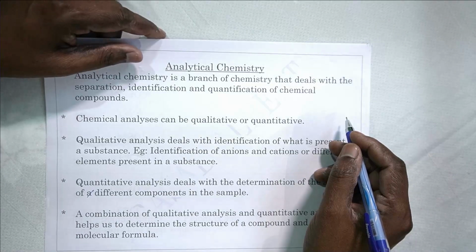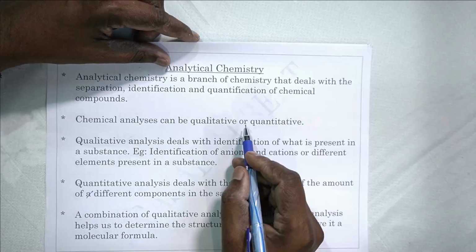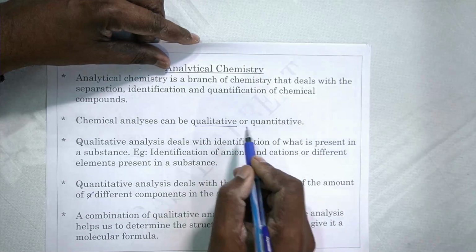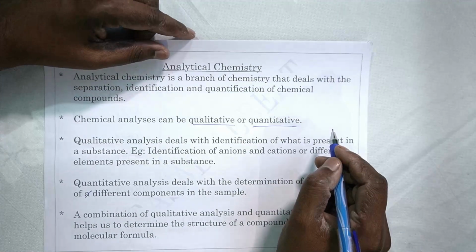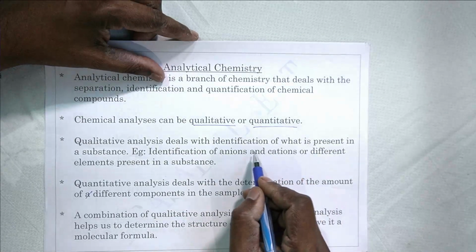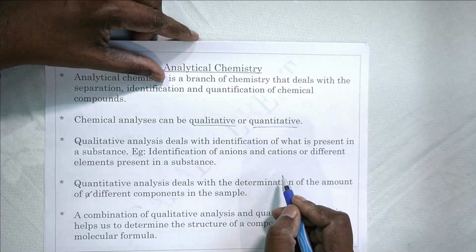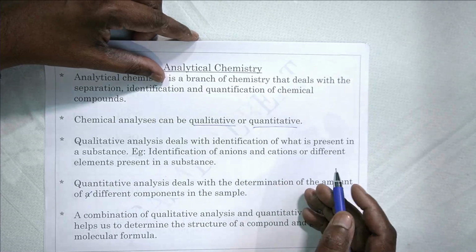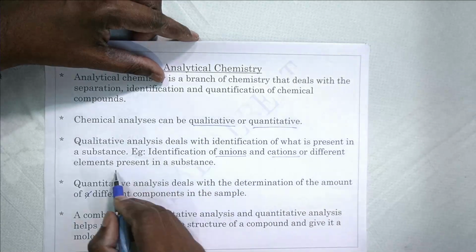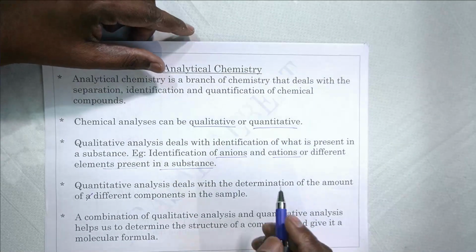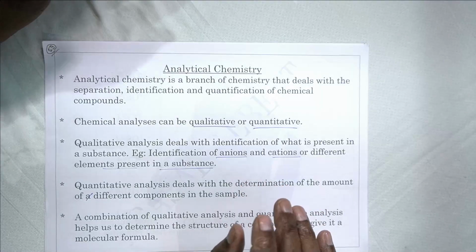So what we do here, in chemical analysis, we want to know what is in a substance and how much of that is in a substance. Chemical analysis can be of two types. One is called qualitative analysis, the other is called quantitative analysis. In qualitative analysis, we deal with the identification of what is present in a substance. For example, what are the elements present in a substance? Substance means a compound. And what are the anions or what are the cations? If it is not ionic, then what are the elements present in it? This is what we identify in qualitative analysis. So qualitative analysis is finding out what is present in a substance.